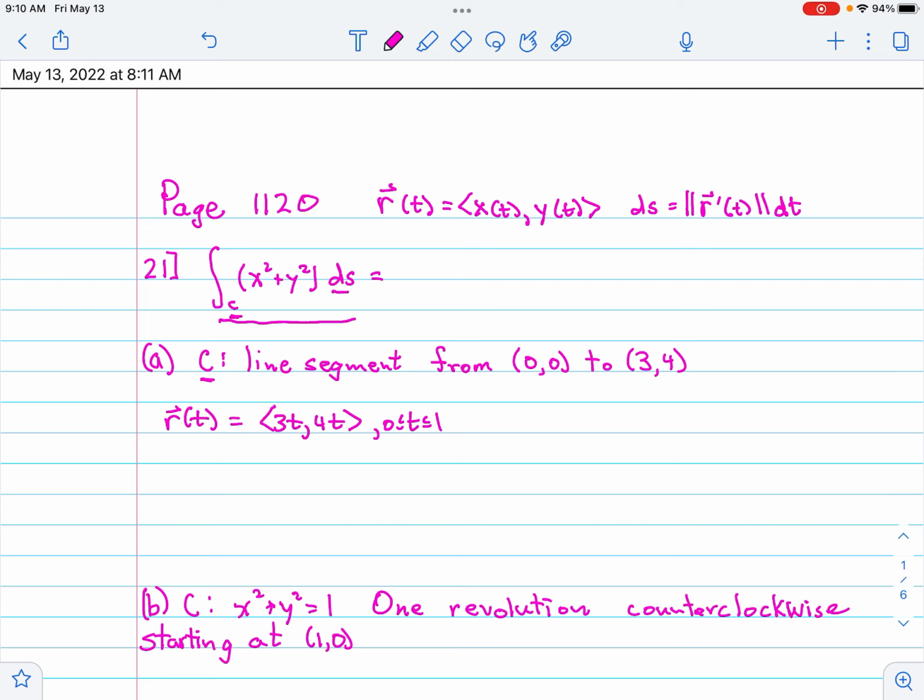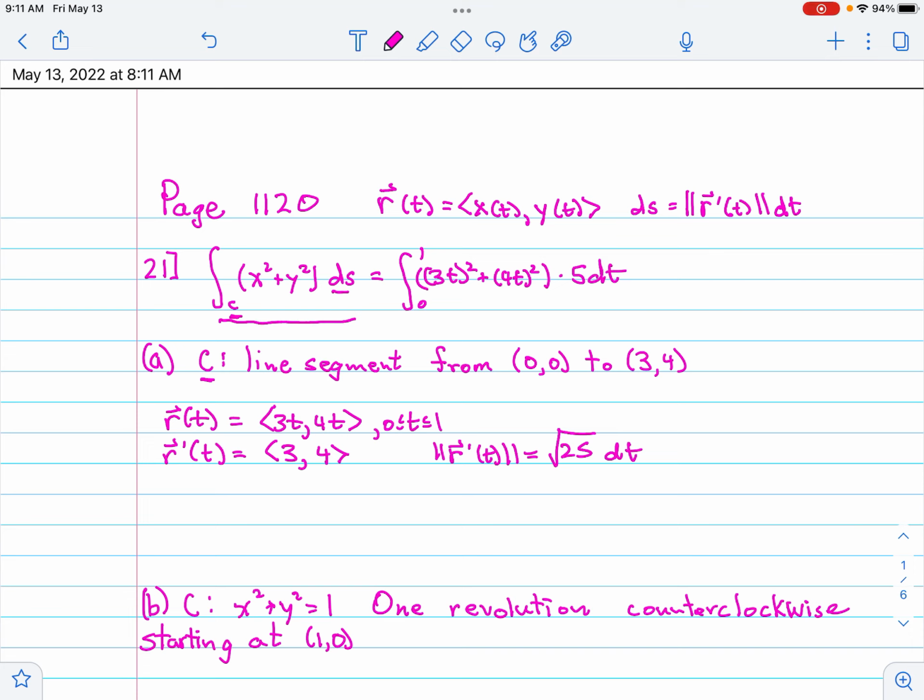Now, we go ahead and set up the integral. So here's what we've got. We start at 0, and we go to 1. In place of x, I'm going to put 3t. In place of y, I'm going to put 4t. Now, I need to find ds. Well, r prime of t is 3, 4. Now, the magnitude of r prime is going to be the square root of 25. So I can put that here, 5 dt.